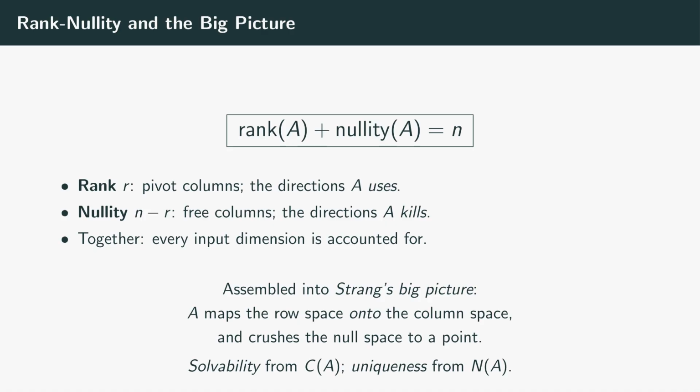Then, we assemble these pieces into Strang's big picture, the single diagram that shows the matrix A carrying the row space onto the column space, while the null space is crushed to a point. From that picture, 2 of the oldest questions in mathematics answer themselves. When does a system have a solution? When is that solution unique? Existence will turn out to live in the output space, and uniqueness in the input space. Let's count first, then draw.